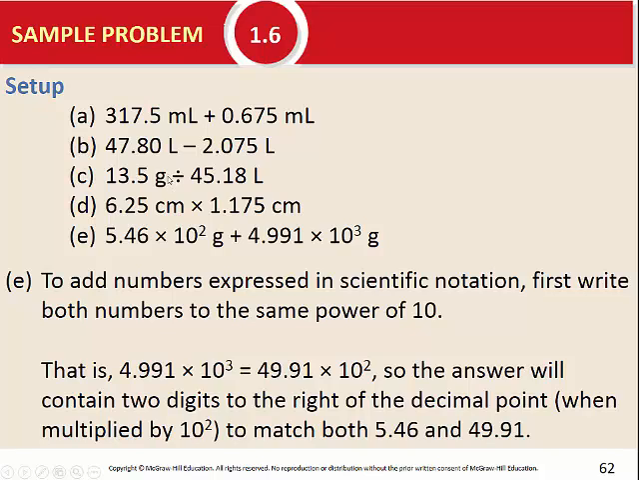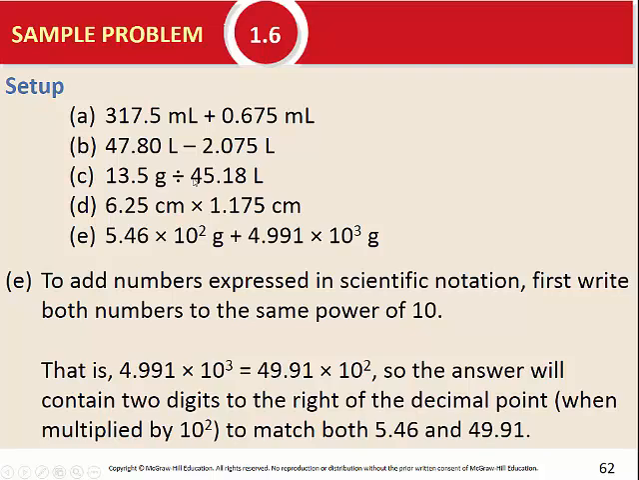So we have 13.5 grams divided by 45.18 liters. This looks like a density equation. Grams divided by liters, or mass divided by volume. So we're calculating the density of something. So our final unit will be grams over liters. So this is a division problem, so we're going to round according to the fewest number of significant figures.